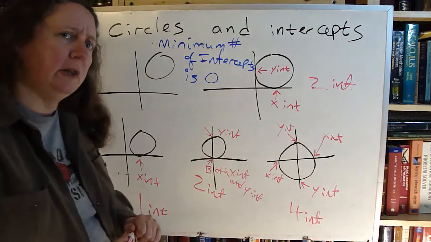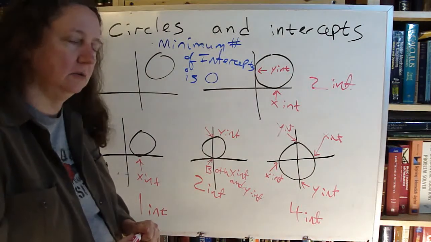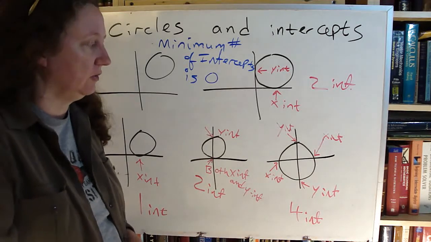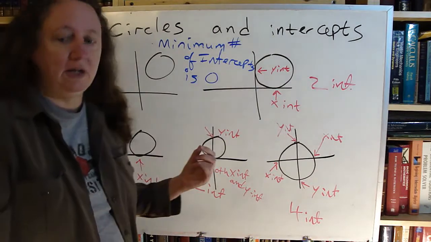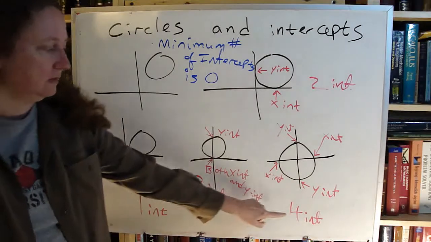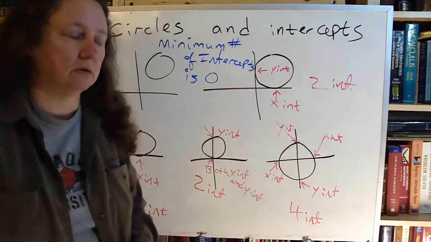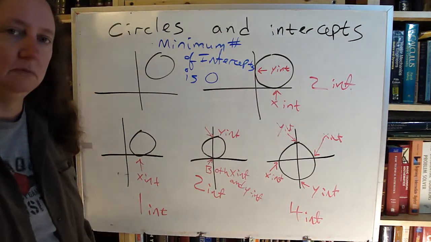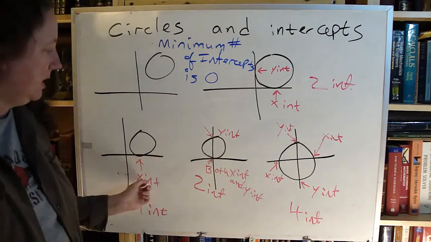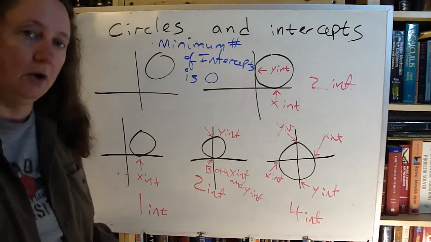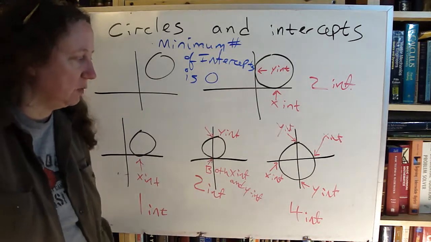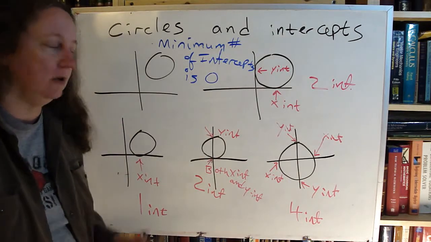Could I have any more than that? No, I can't. Not for a circle. There are other shapes that could, but not a circle. So what is the maximum number of intercepts a circle can have? 4. No more. No less than 0. Could have 1, could have 2. I could have even drawn one that had 3. And I drew one that had 4. But no more than that, no less than 0.